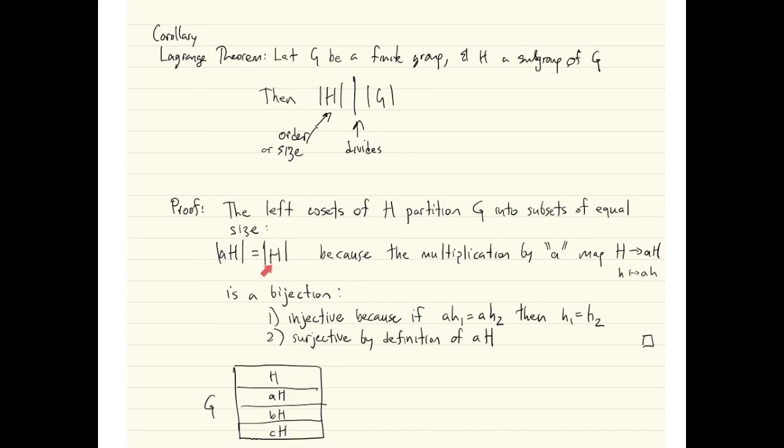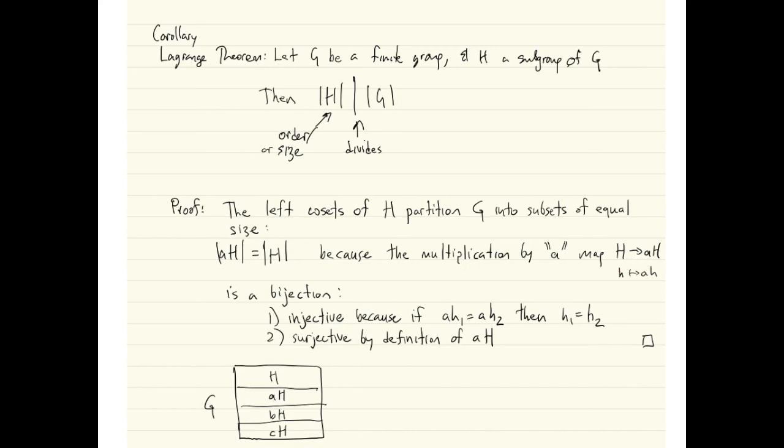Why is that? Well, here's this claim that the size of the left coset AH is equal to the size of H, and that's because the multiplication by A map that sends H to AH is a bijection. It's injective because if I have two elements H1 and H2 in H, and they map to the same element in AH, that means A times H1 equals A times H2, then I can cancel the A's, and that forces H1 to equal H2. And then this map out here is surjective by the definition of AH. It's just the elements of H multiplied on the left by A, so this map is surjective.